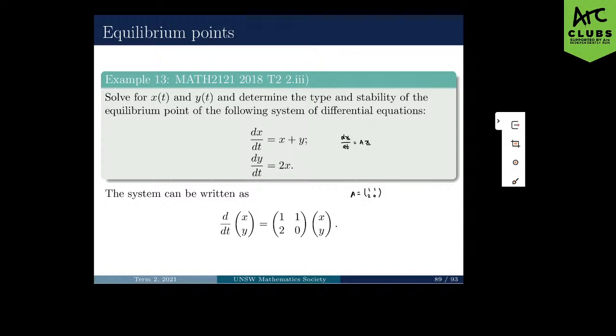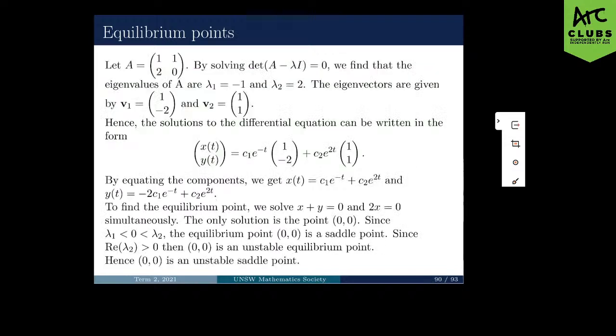Now we want to solve for this system. So let A equal that matrix that we saw just now. By solving this equation, the determinant of A minus lambda I, where I is the identity matrix, equal to 0, we find the eigenvalues of A. The eigenvalues of A are -1 and 2. And the eigenvectors are (1, -2) and (1, 1).